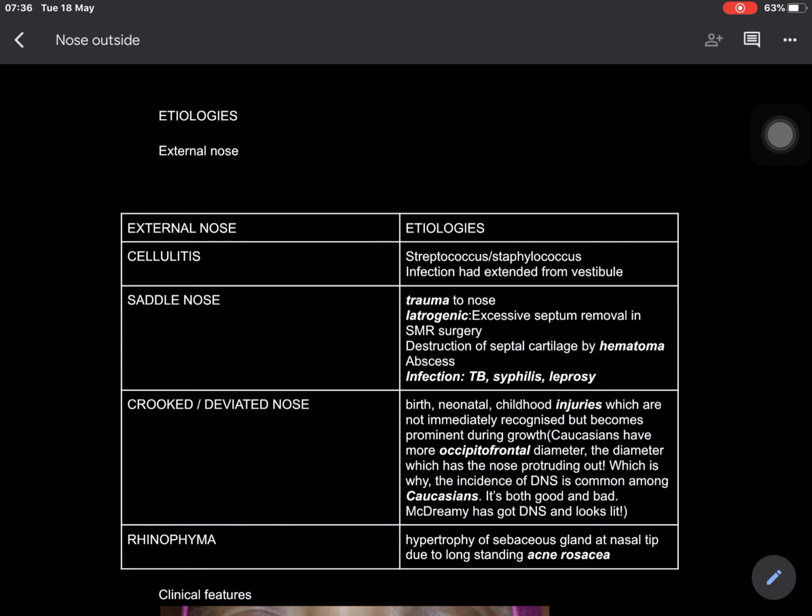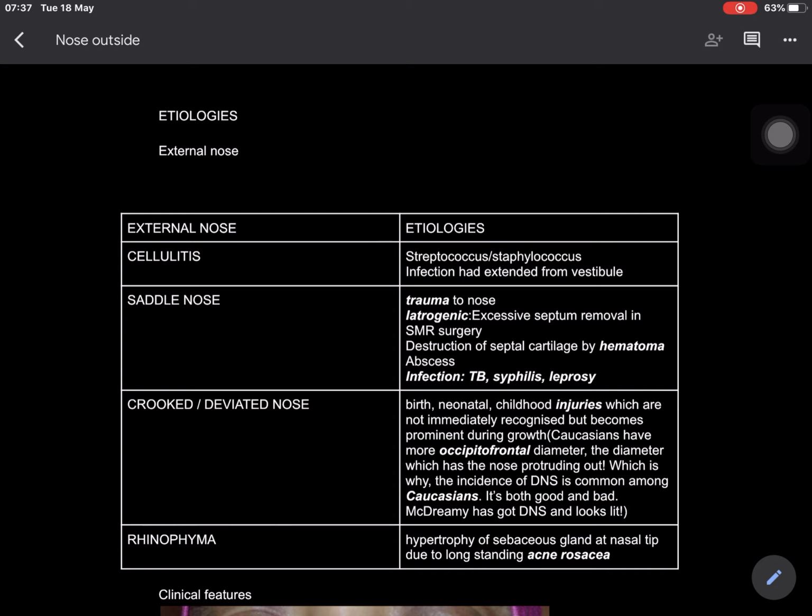All right. So the causes could be birth or neonatal childhood injuries, which are not recognized immediately, but as the person grows, it becomes prominent. And one main thing is the deviated nose looks kind of hard on a lot of people, like McDreamy from Grey's Anatomy. So a way to remember: Caucasians have more chance of developing a crooked or a deviated nose.